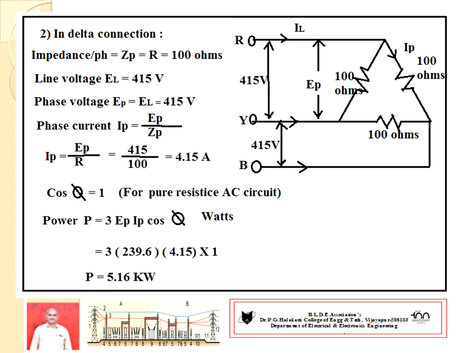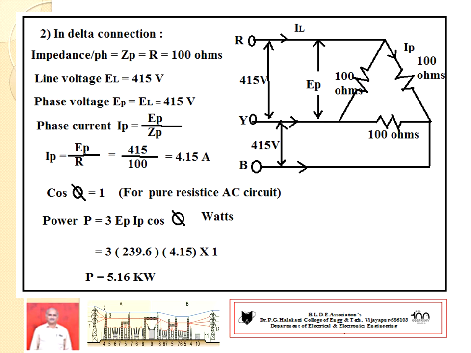Now the same resistors are connected in delta, again to the same line voltage. Case number 2, delta connection. Again the line voltage is the same, 415 volts. Impedance per phase equals R, 100 ohms. In delta connection, phase voltage equals line voltage, 415 volts. Therefore phase current IP equals EP by ZP, so IP equals EP by R, which is 4.15 ampere.